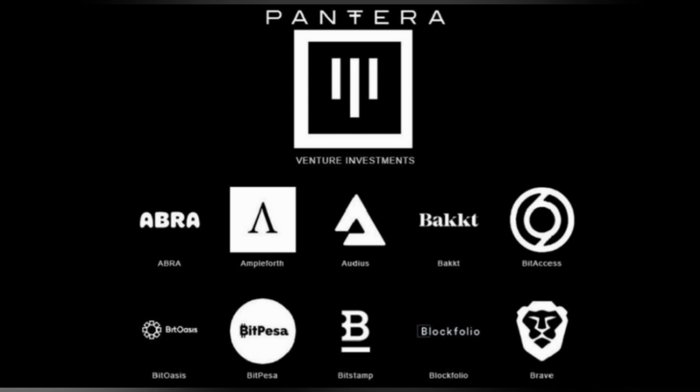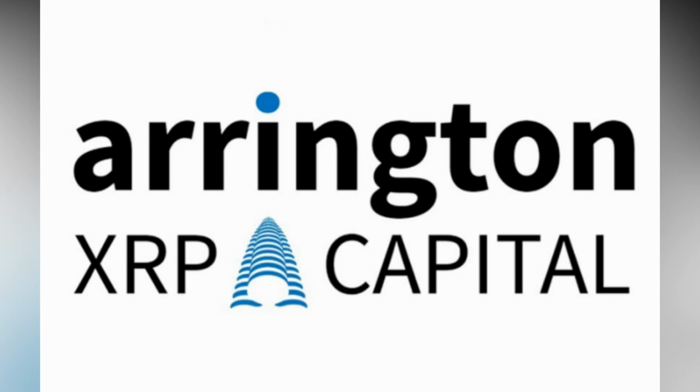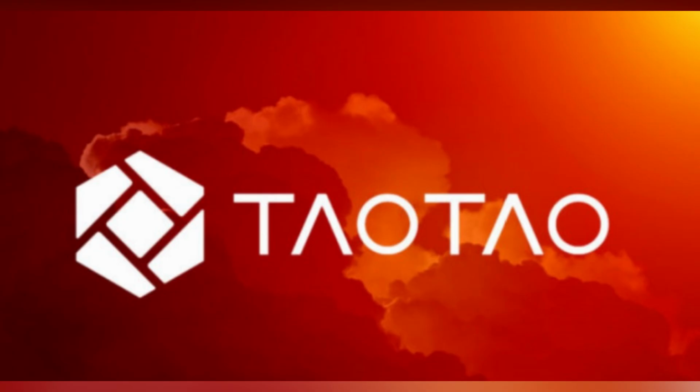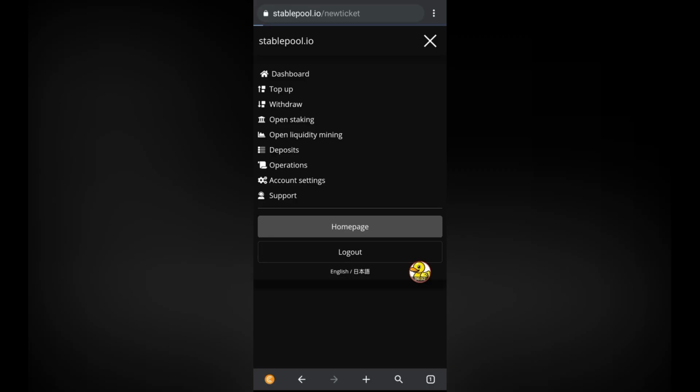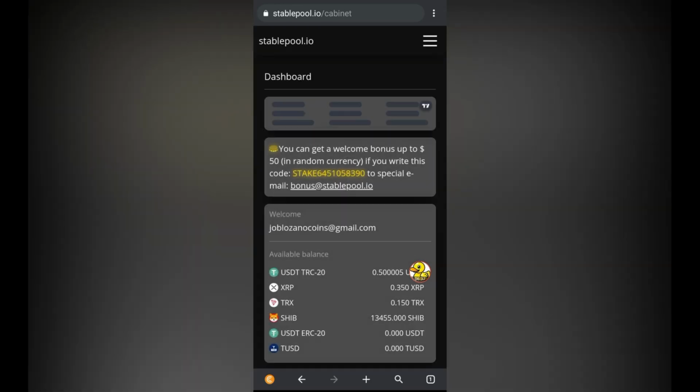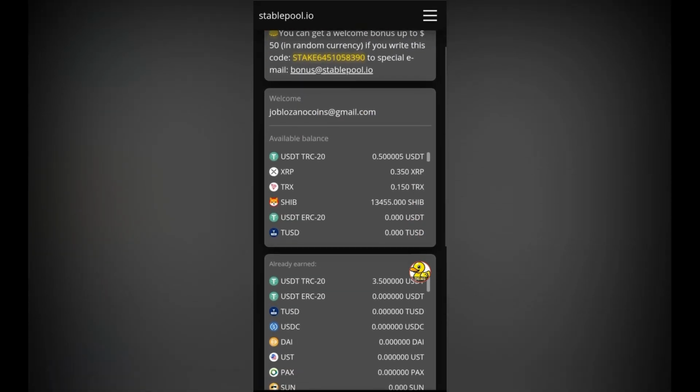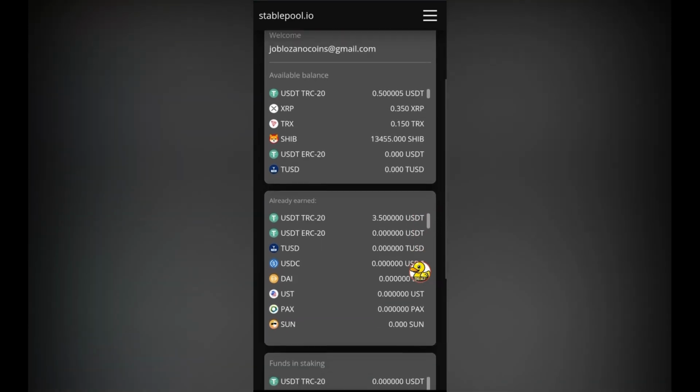Within the first week of its launch, the staking platform received over $80 million in investments from institutional investors, predominantly from Pantera Capital, Fenbushi Capital, and Arrington XRP Capital. And the Japanese crypto exchange platform TaoTao Exchange is their primary partner. Essentially, the best part about this platform is that anyone can provide liquidity by signing up with these automated market makers and contributing their crypto assets to promote decentralized trading while earning rewards in the form of a percentage of the trading fees from the decentralized exchanges leveraged on the platform.